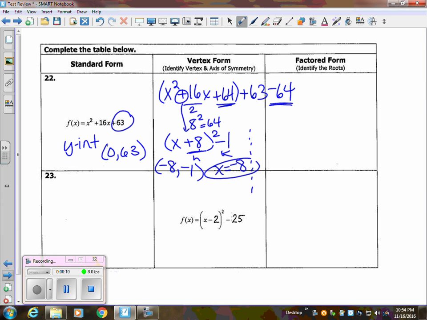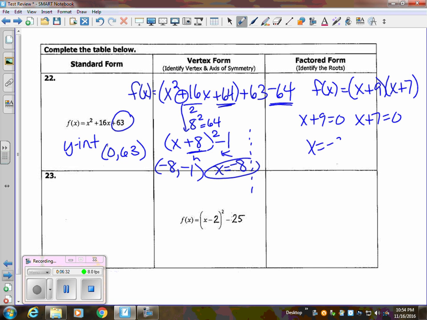Factored form, let me put function there. Factored form, this one was an easy one, x plus 9 and x plus 7. That's what it looks like in factored form. Identify the roots, so you're solving, you're taking x plus 9 equal to 0, x plus 7 equal to 0. So one root is negative 9, and the other one's negative 7. So you would write those as negative 9, 0, and negative 7, 0.